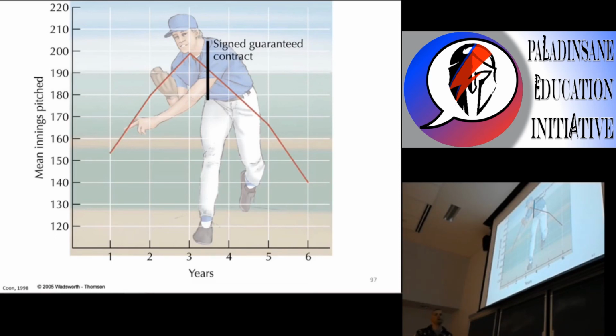And the argument was that this was because it was on a non-contingent schedule of reinforcement. Pitching games was no longer reinforced. Basically, you were guaranteed to get that, whether or not you had that particular performance.